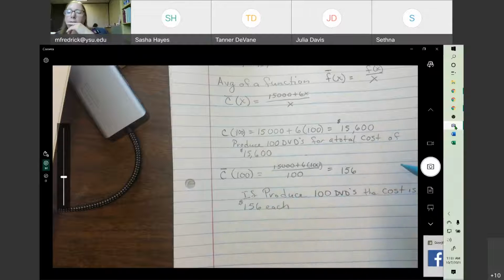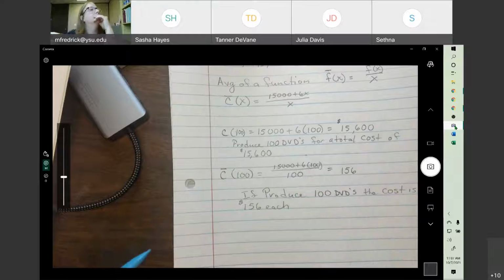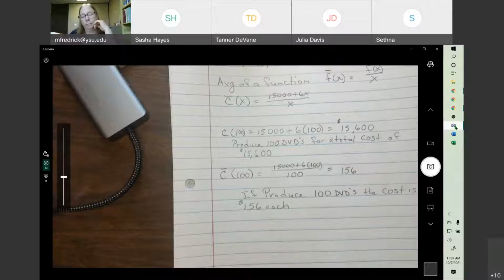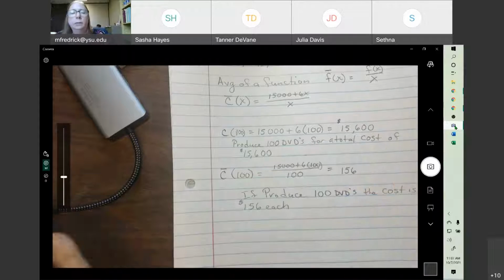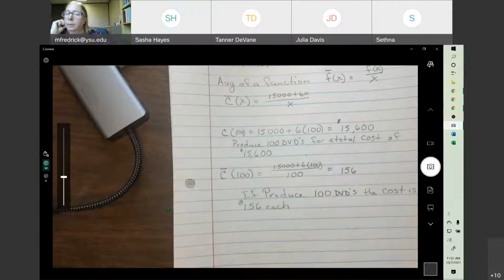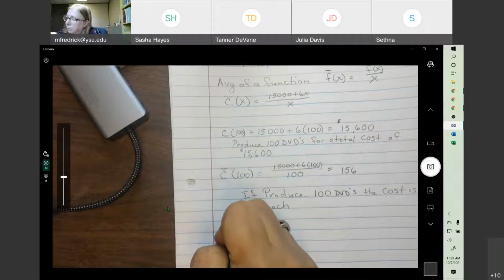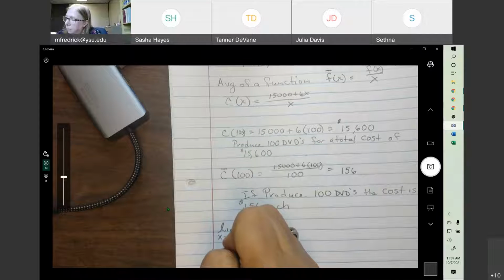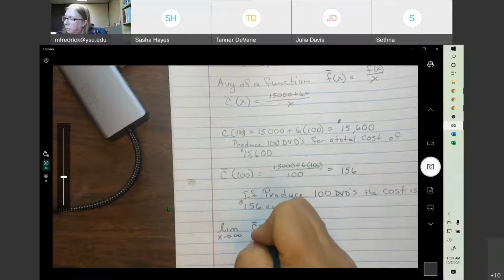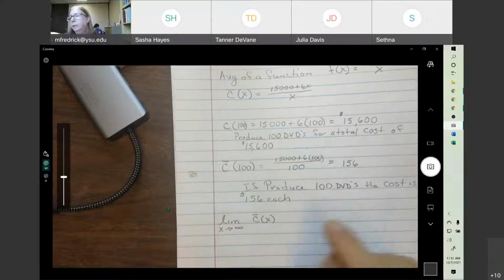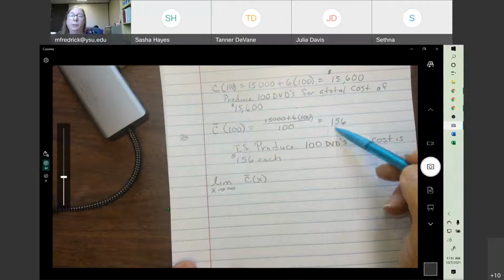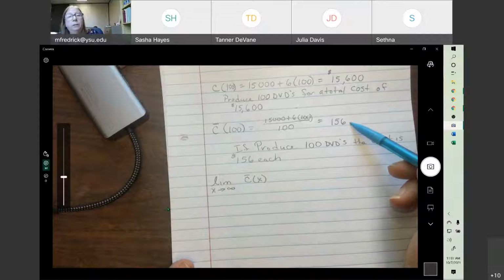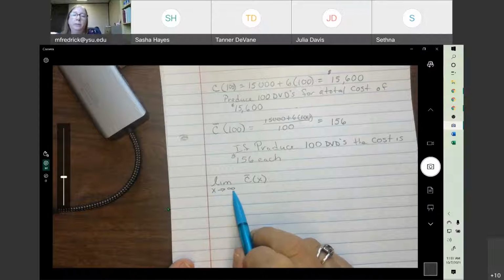Yes, we could. Is there any questions on this part? Now, a lot of times we want to find out what happens if the more we produce, will this cost go down? And that's why we take the limit as x goes to infinity.